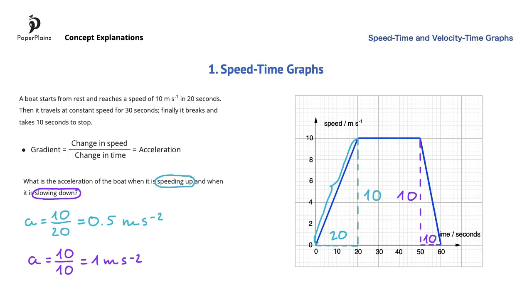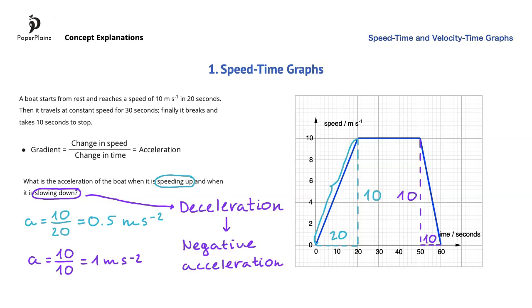Here the boat is slowing down, in other words, decelerating. When an object is decelerating, we usually say that its acceleration is negative. We will talk a bit more about the sign of the acceleration when we get to velocity time graphs.